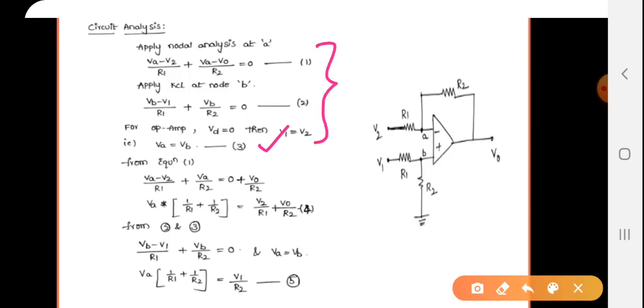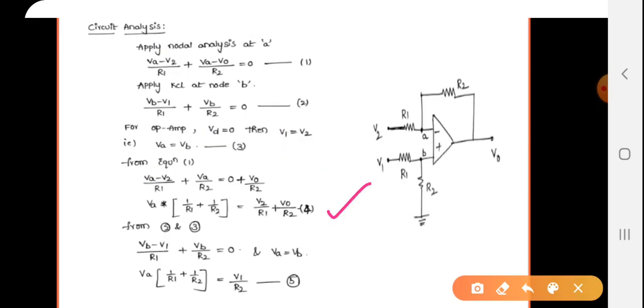Now from these three equations, we can manipulate to get the output voltage equation of the differential amplifier. For that, I am going to consider the first equation: (VA minus V2) by R1, VA by R2, and bringing this term to this side, V0 by R2. So I got this expression. Taking VA as common, VA times (1 by R1 plus 1 by R2) is equal to V2 by R1 plus V0 by R2. This is equation 4.